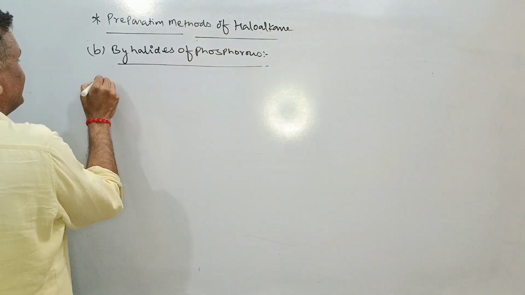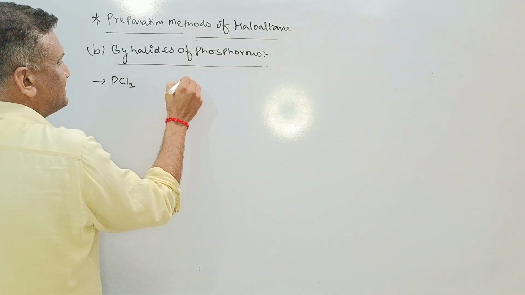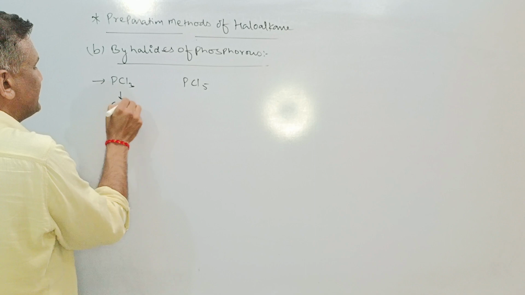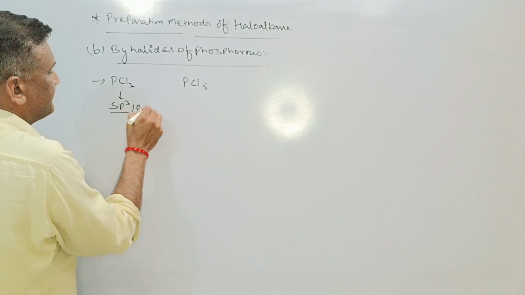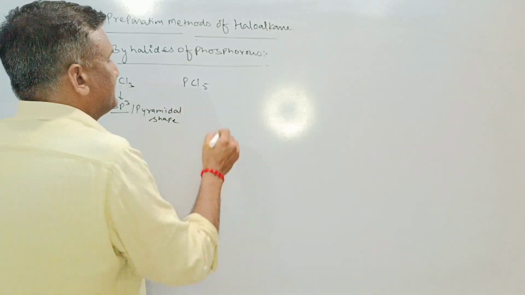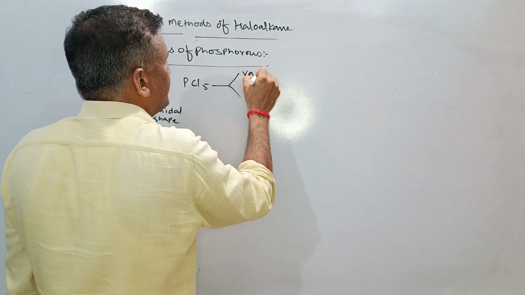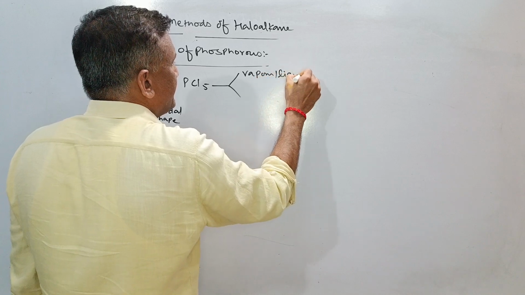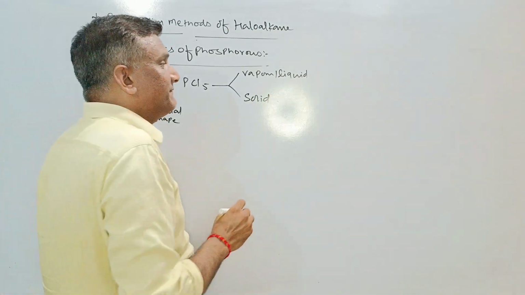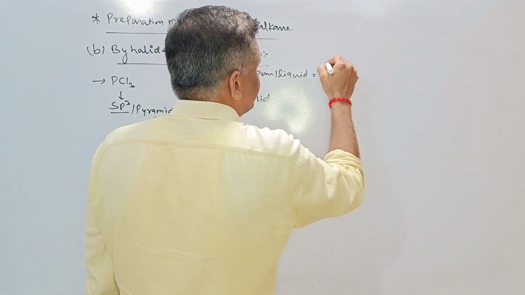Mainly, the stable halides of phosphorus are PCl3, phosphorus trichloride, and PCl5. PCl3 is an sp3 hybridized molecule with pyramidal shape. This is a very important topic. PCl5 exists in two states. One is the vapor or liquid state, while its other state is solid. If we go with the vapor phase, then it exists in sp3d hybridization.